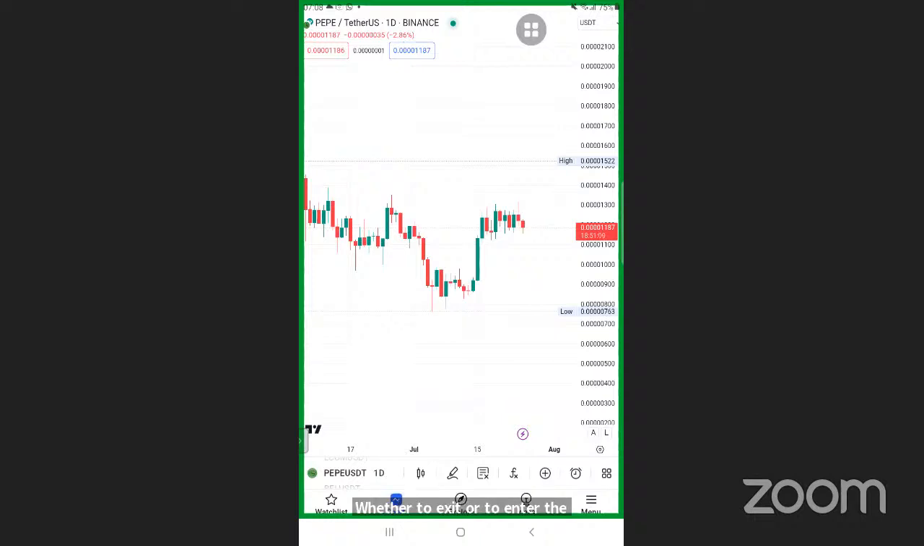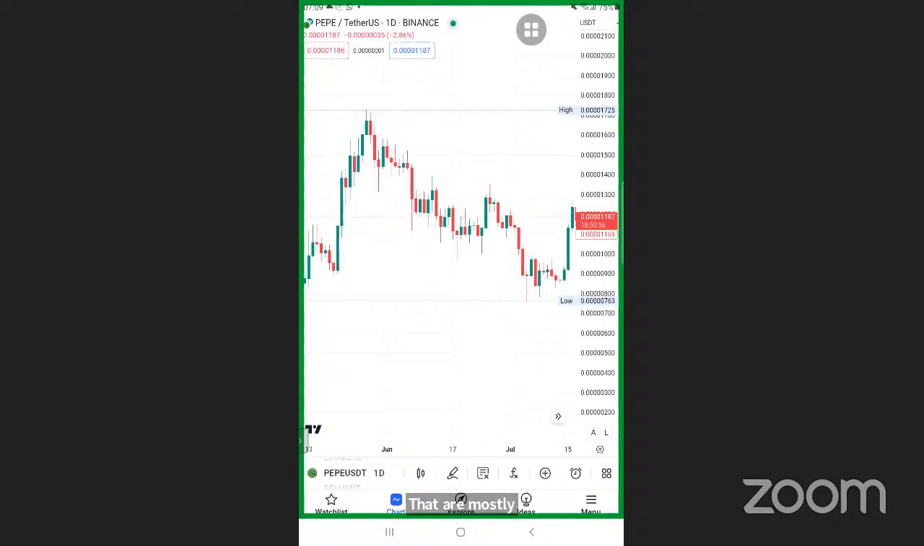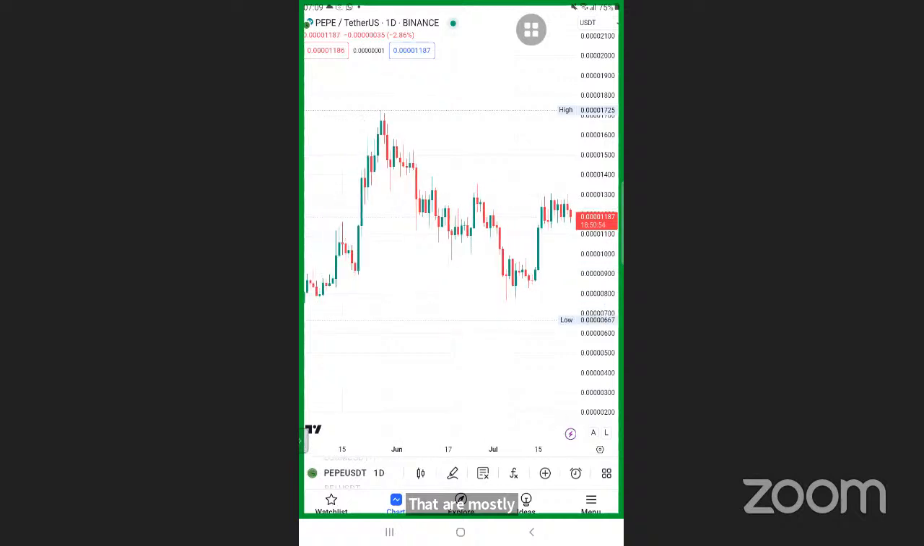All right. So you can see most of the candles we are seeing are dojis, and pin bars that are mostly available almost everywhere. When the market is reversing, yes, we are seeing the presence of pin bars.